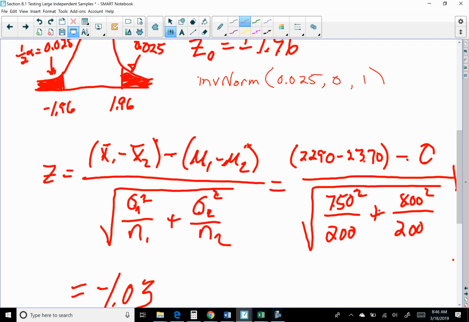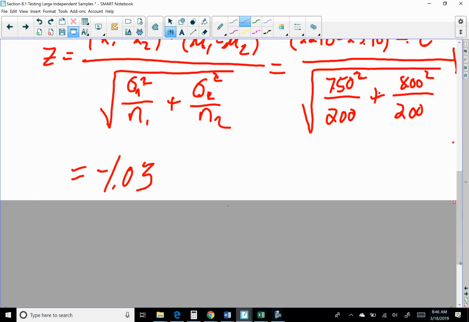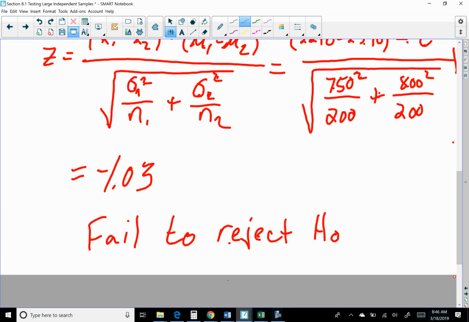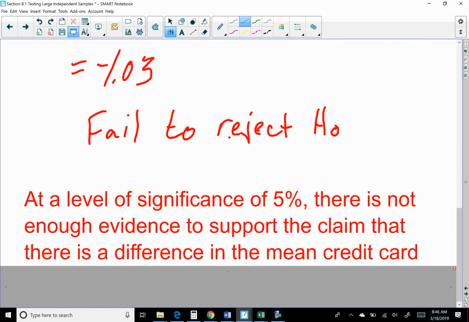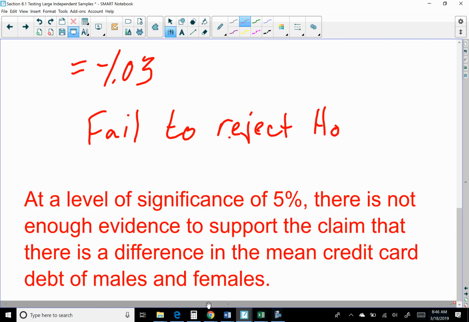So we go ahead and plot that on our curve. Negative 1.03 is probably about right in here. So we are failing to reject because we are in the fail to reject region, the unshaded region. And we would then say at a level of significance of 5% or 0.05, there is not enough evidence to support the claim that there is a difference in the mean credit card debt of males and females.